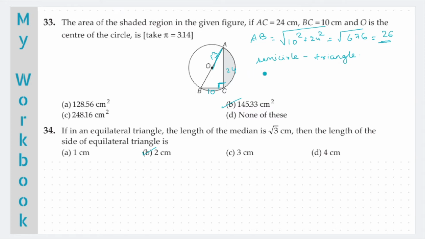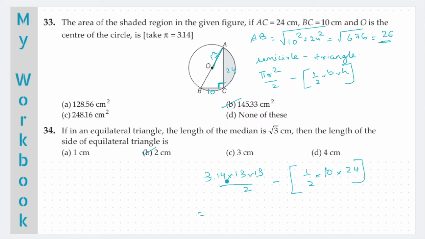What is the area of the semicircle? It is pi r square by 2 minus area of the triangle, which will be half into base into height. We know the radius is 13. So what is pi r square by 2? 3.14 into 13 into 13 by 2 minus base of the triangle is 10 and height of the triangle is AC, which is 24.